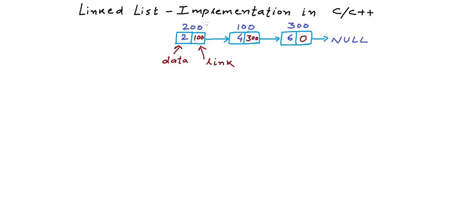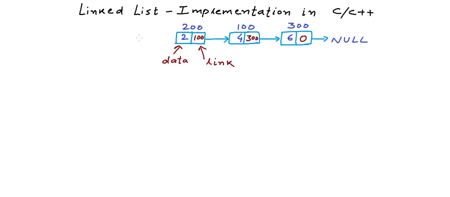The address of the memory block allocated to each of the nodes is totally random. There is no relation. It's not a guarantee that the addresses will be in increasing order or decreasing order or adjacent to each other. So that's why we need to keep these links.